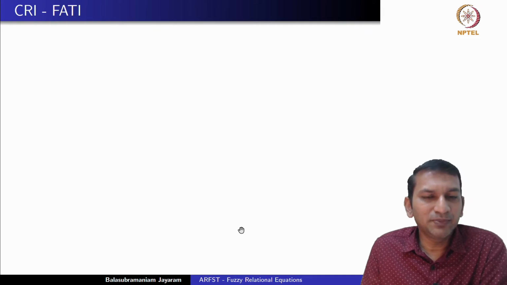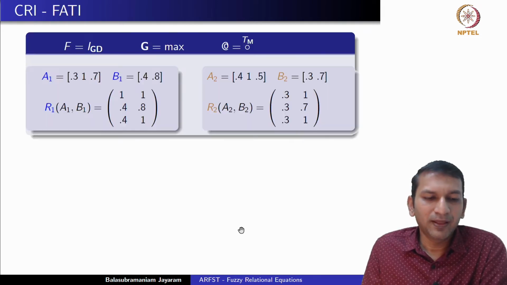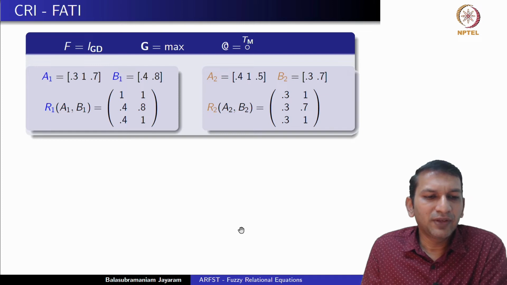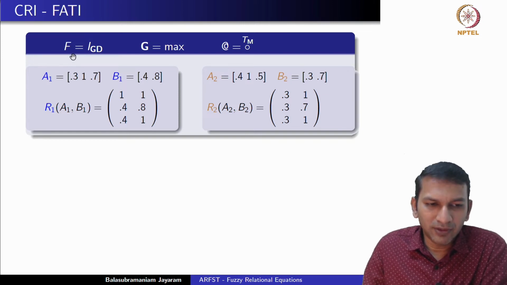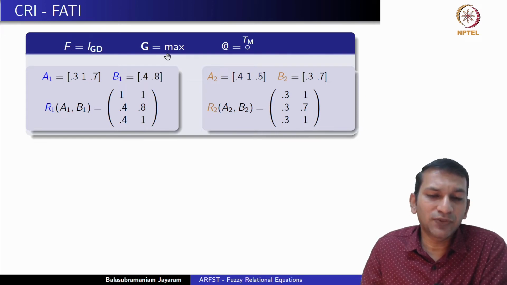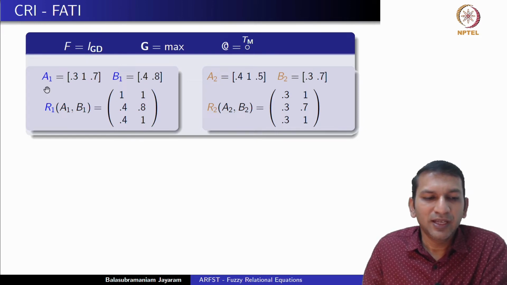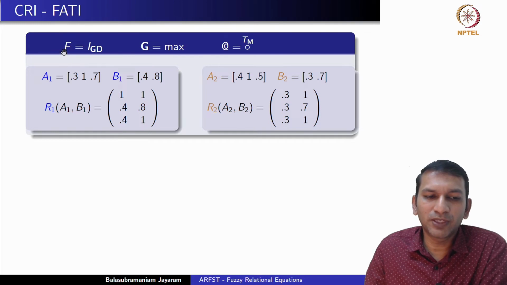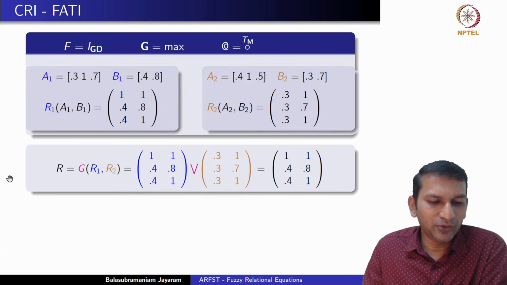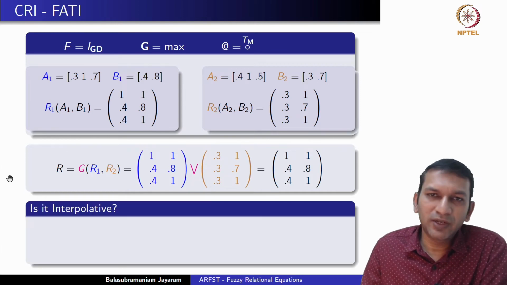Let's revisit one of the examples that we have seen in an earlier lecture. So now we have a couple of single input, single output rules, and we have seen that if you use a Gödel implication for obtaining the relation, max for aggregation and the sup decomposition, given these two rules, A1 implies B1 and A2 implies B2, these are the relations that you obtain using this operation F. Now, if you aggregate them, this is the relation R you get, and we wondered about its interpolativity properties.